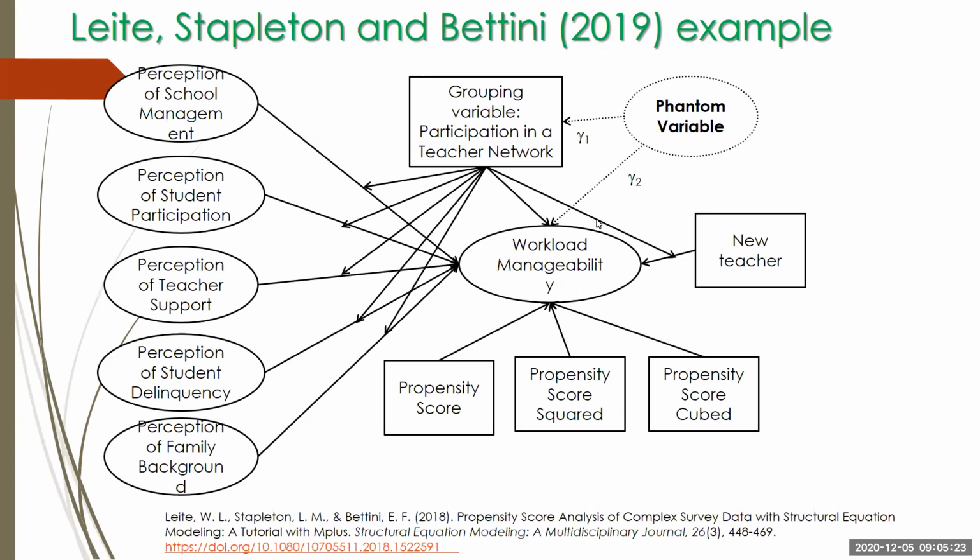So they added a phantom variable, and in this case, just with two sensitivity parameters. So there is a path from the phantom variable to participation in a teacher network, and a path from the phantom variable to workload manageability. And what they did is that they selected three values of gamma 1, the first sensitivity parameter, and three values of gamma 2, and then they fit 9 models total that were created by varying gamma 1 and gamma 2. Okay, and then they plotted the results.